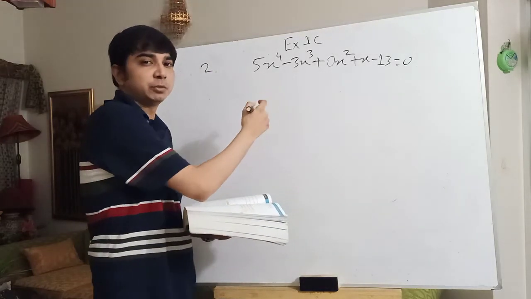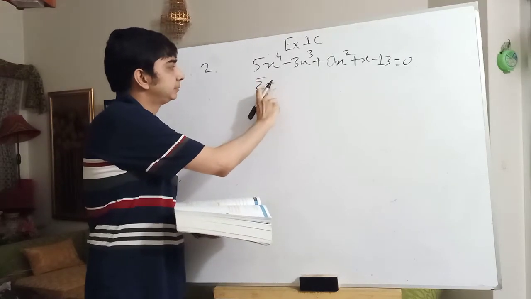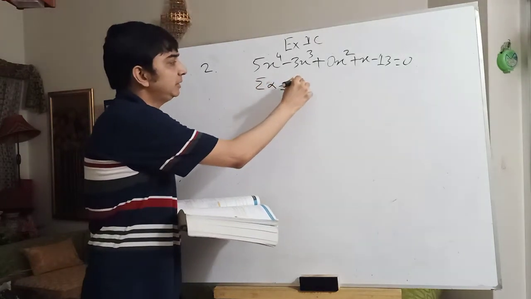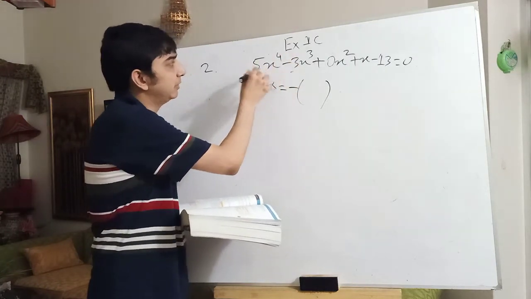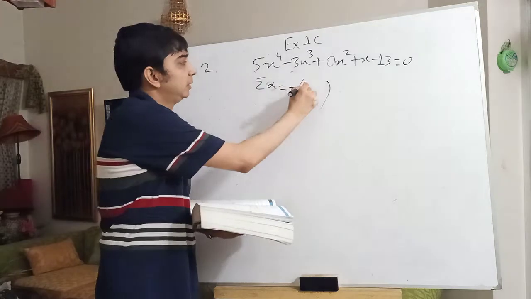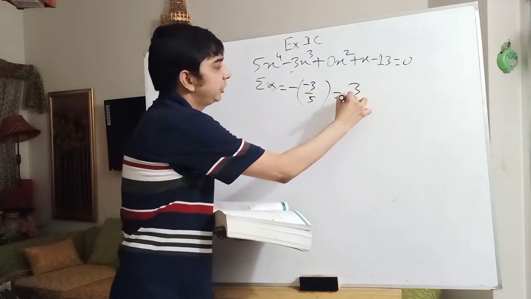So following from the cubic equation, what we did, summation of alpha will be what? Minus the coefficient of x cube divided by 5, this and this. So minus 3 divided by 5, so the value you get is 3 by 5.